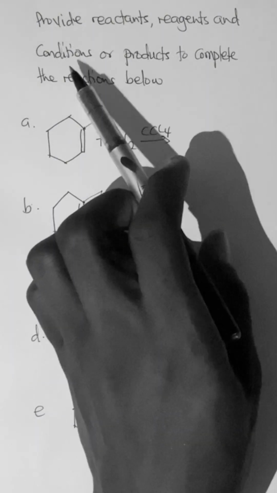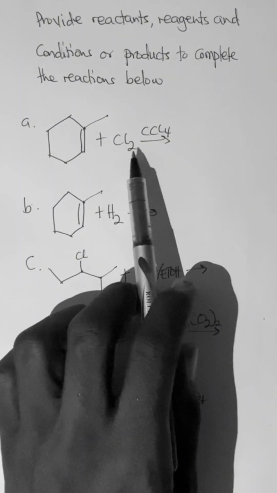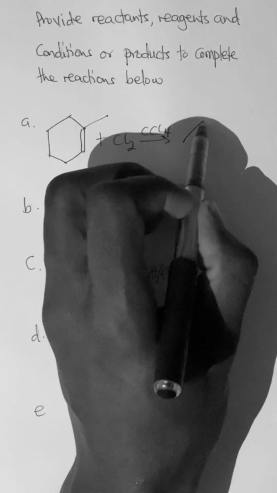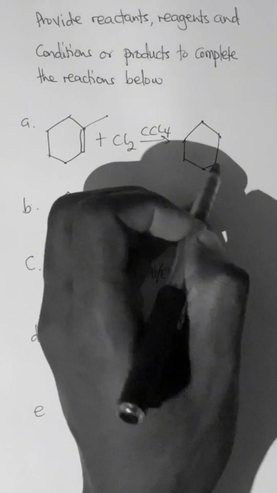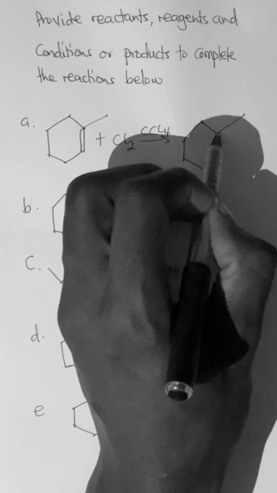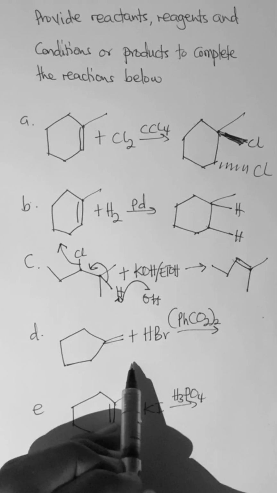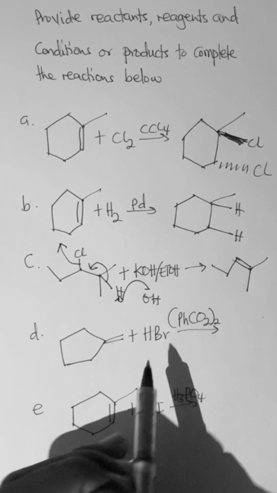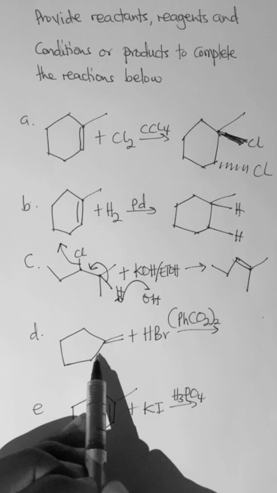Provide the reactant, reagent, and conditions or product to complete the reaction below. So if you are adding chlorine gas to this alkene, you are going to get this kind of product. But there will be stereochemistry in solution. And then the next one is this alkene with hydrogen bromide in a peroxide. So this is the Kharasch effect, or the anti-Markovnikov reaction.